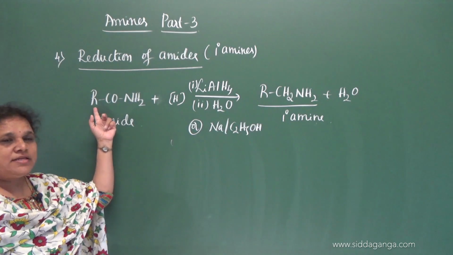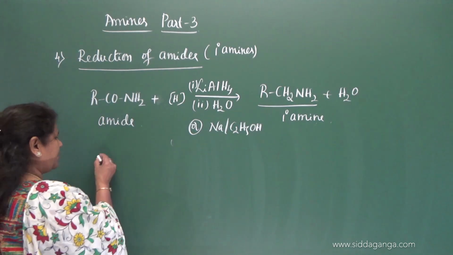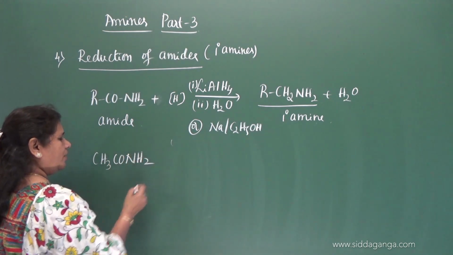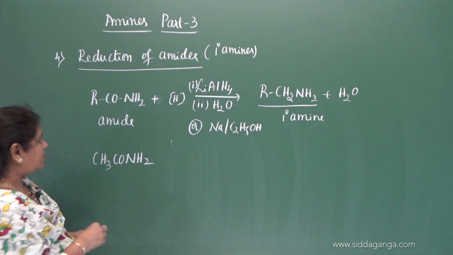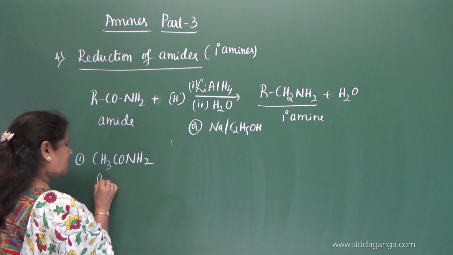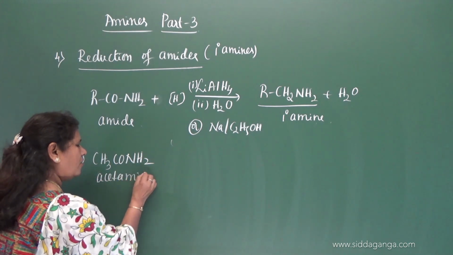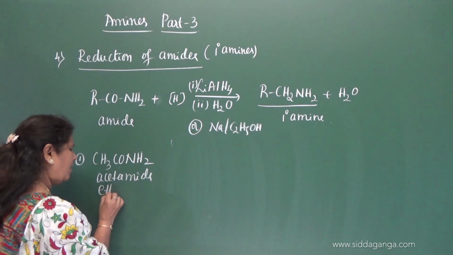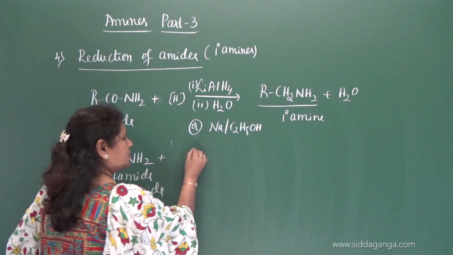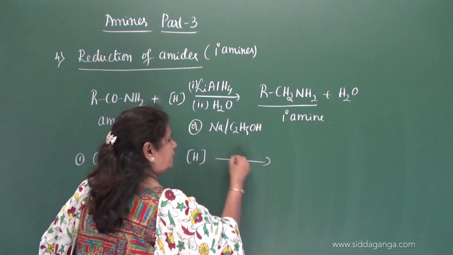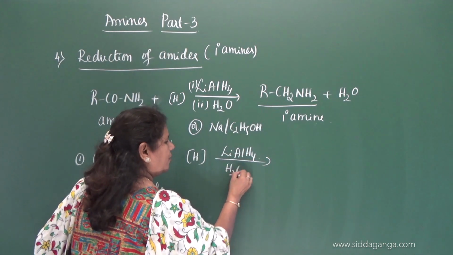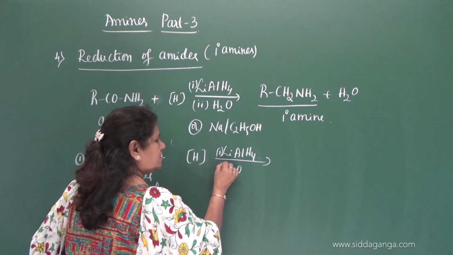Now, if you replace R by a methyl group, then you can say, see here, CH3CONH2. What is the common name for this? This is the first example. It is acetamide. Acetamide is the common name. Two carbon atoms are there. Ethanamide is the IUPAC name. So it undergoes reduction in presence of lithium aluminium hydride followed by hydrolysis. So this is the reaction that takes place here.